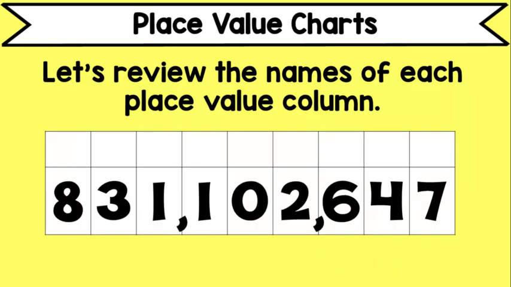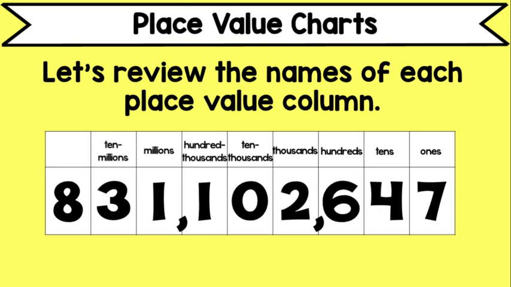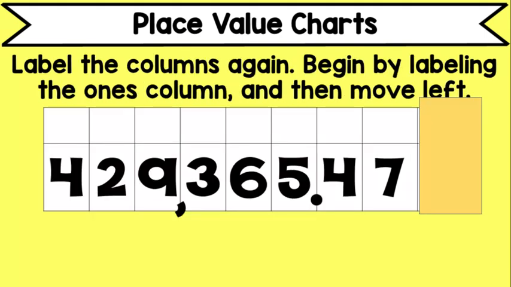All right, so let's review the names of each place value column. We've got the ones, tens, hundreds. Then we've got the thousands, because we're in this new family, 10,000s, 100,000s, the millions, 10 millions, and 100 millions. So let's label the columns again. Begin by labeling the ones column and then move to the left. So we're going to start at the ones. Ones, tens, hundreds, the thousands, 10,000s, 100,000s.